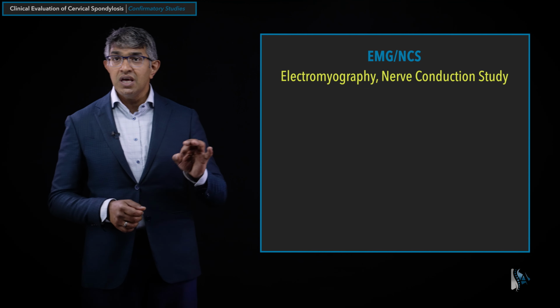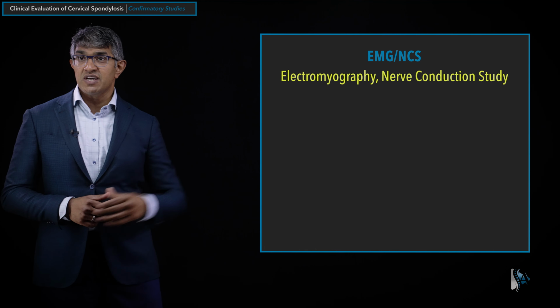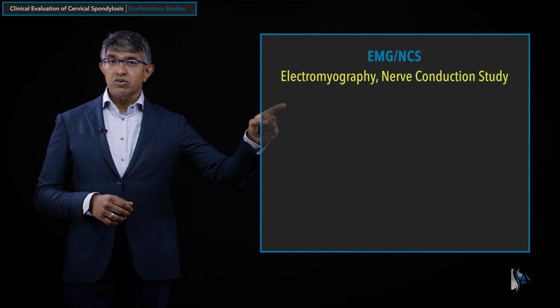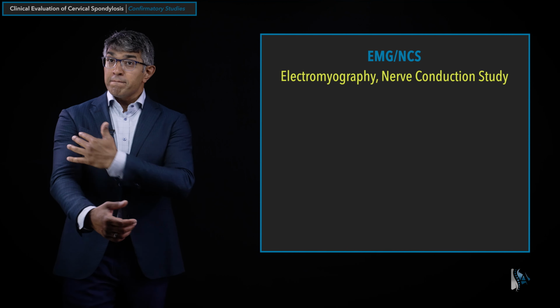The second study that I get, which is a confirmatory study, so again, I don't get it in everybody, is an EMG nerve conduction study. And you'll see this acronym here, EMG/NCS, which stands for Electromyography and Nerve Conduction Study. So most people have heard of an EKG. This is where you're looking at heart function. This is looking at muscle function.